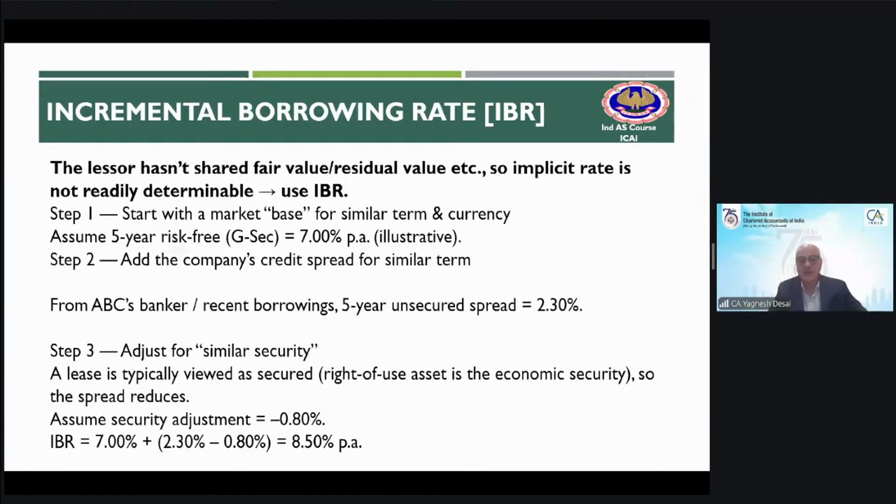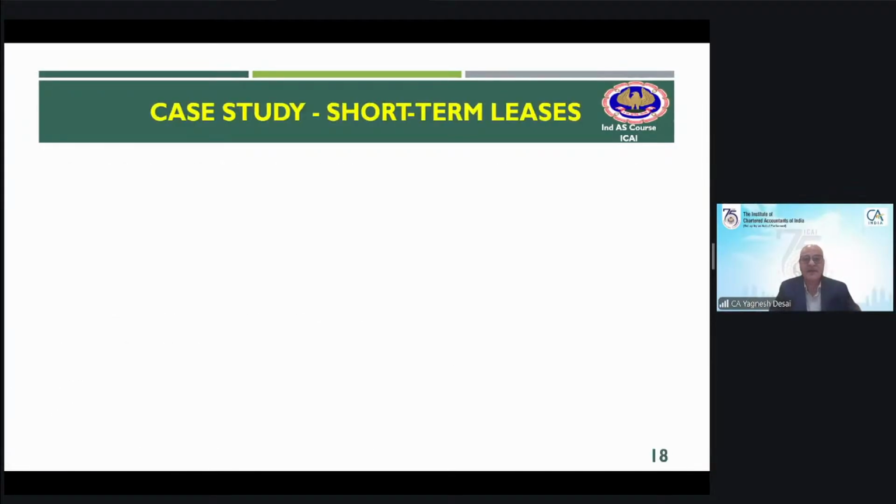Friends, ideally you should start with the implicit rate in the lease, but if you don't have it, then you are compelled to calculate the IBR. In most cases, they always say that the entity has used the IBR. Why? Because the lessor has not shared the fair value, residual value, etc. So the implicit rate is not readily determinable. Correct, sir? That's the reason.